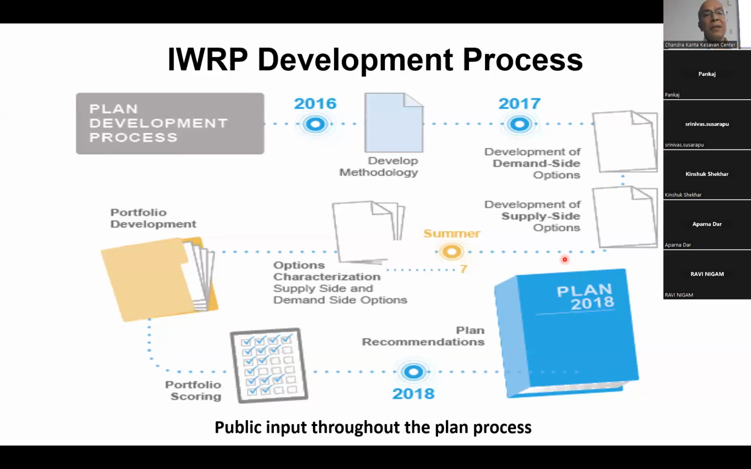So we developed the methodology in 2016, and then the demand side options and the supply side options were developed in 2017. In the summer of 2017, the options were characterized, then we developed the portfolio scoring that was done by Criterium. And the plan was pretty much drafted by mid 2018. It was done by August, September. In fact, I remember I retired. It was already done. I retired on September 30, 2018.